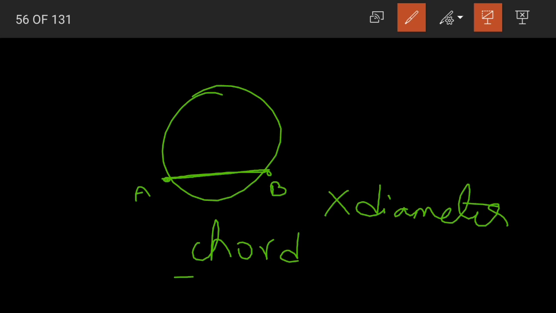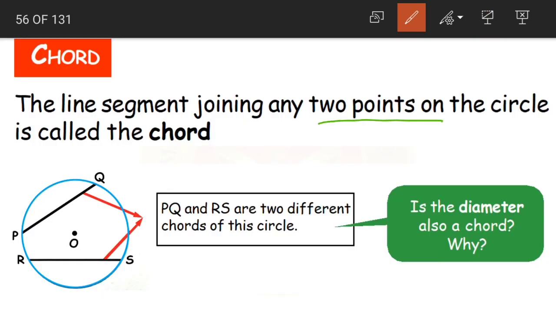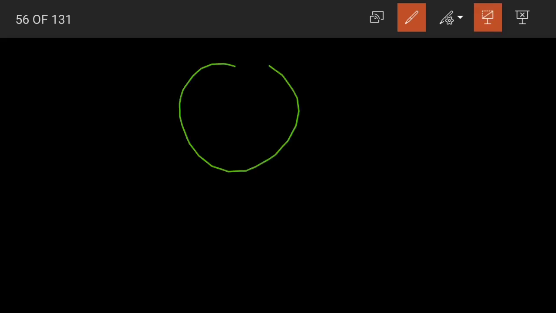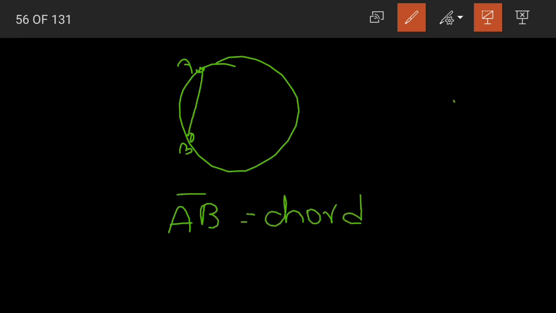C-H-O-R-D. So a chord is just a line segment which is joining 2 points on a circle. What is it? Joining 2 points on the circle. Like for example, even this can be a chord. It is joining 2 points A and B on the circle. So the line segment AB is nothing but a chord.